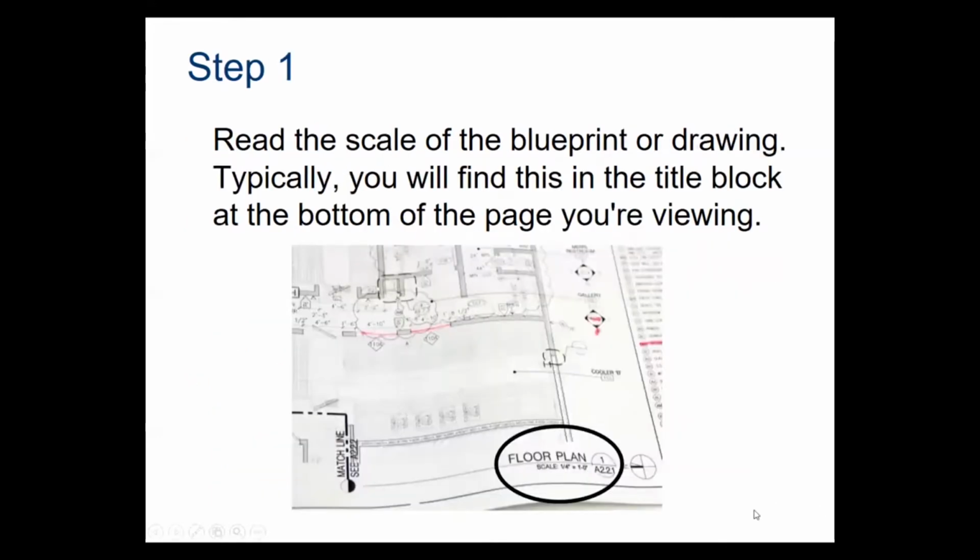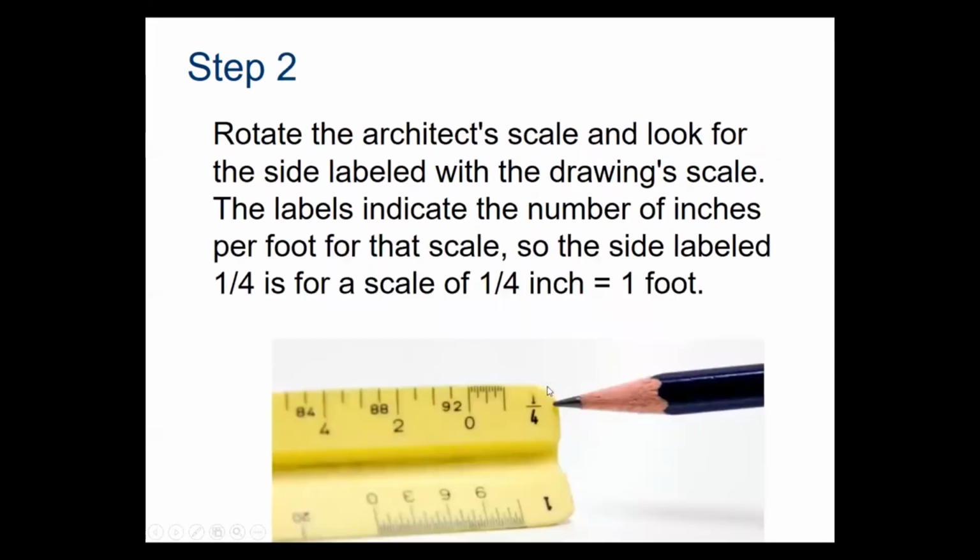So step one, you have to look to see what your blueprint or drawing scale is. Here you can see that the scale is 1/4 inch equals 1 foot, 0 inches. So you want to rotate the ruler. The architectural ruler looks something like this. It has 3 sides, and each side has 2 scales you can pick from, on opposite ends of the same side.